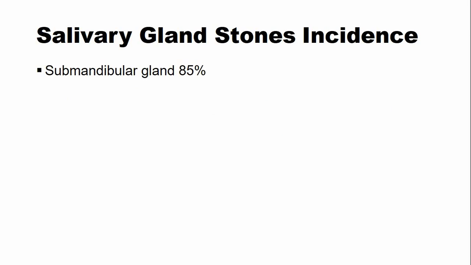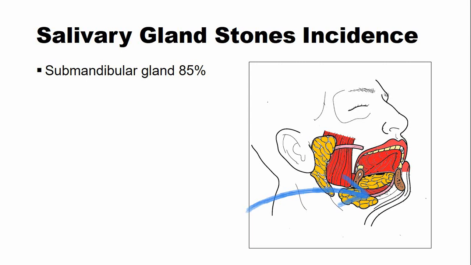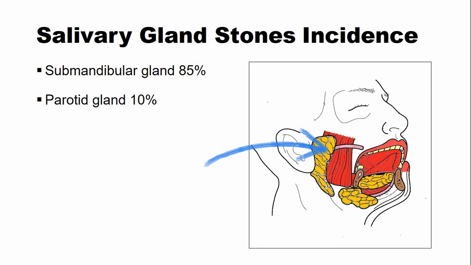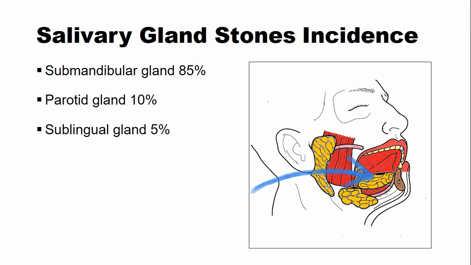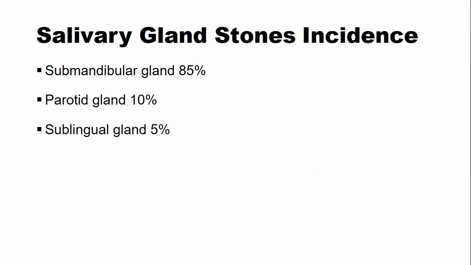Now, the incidence of salivary gland stones. Most salivary gland stones occur in the submandibular gland, around 85% of the stones, maybe because of the anatomy of the gland or the anatomy of the duct, that results in more occurrence of stones in the submandibular gland. In the parotid gland, only 10% of the stones occur, and in the sublingual gland, only 5% of the stones occur. In the minor salivary glands, it is very rare that salivary gland stones form.